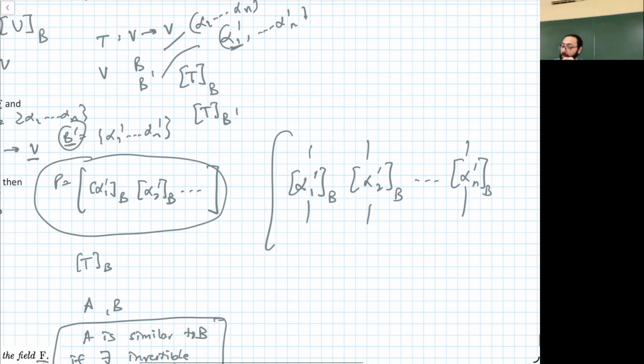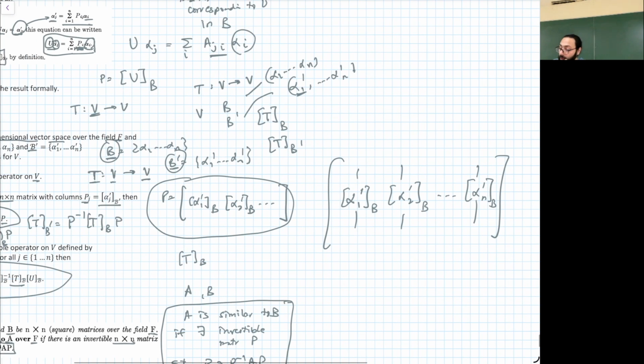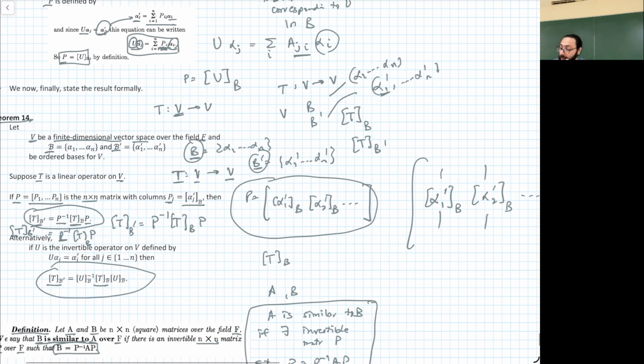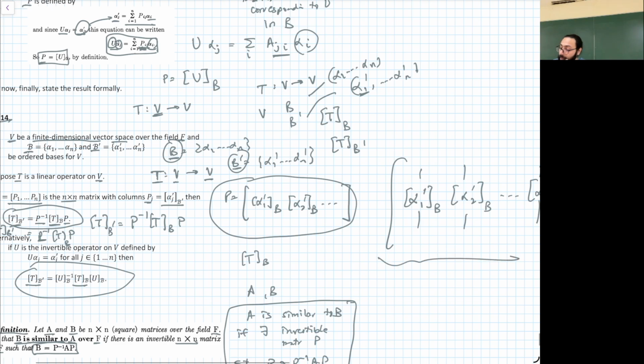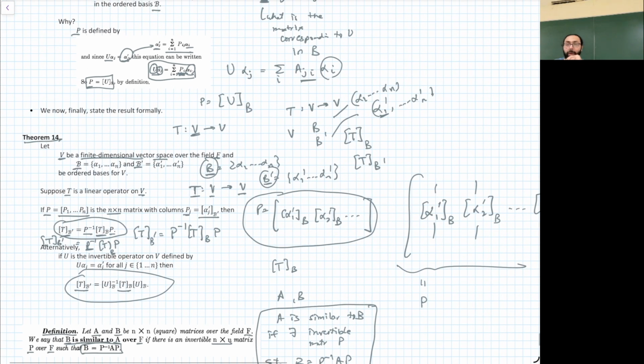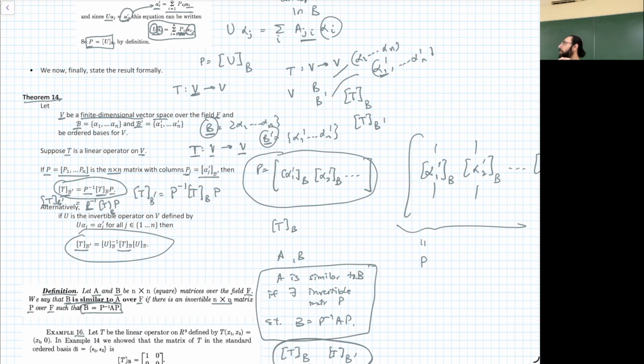Correct? So you get a matrix like this. Is that okay? All right. So if you get a matrix like this, then it's exactly this matrix that would form P. Is the theorem statement okay? You can go back and look at the proof again if something's not clear. Everyone, the statement of the theorem is okay?